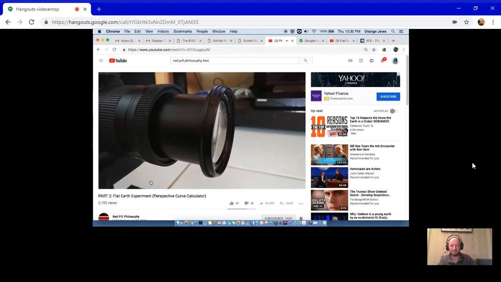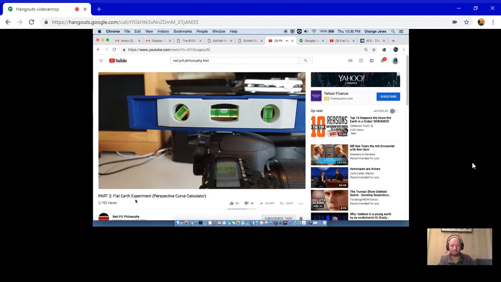First and foremost, we are nice and level here. In addition, we're also about the same distance away. So this is the same setup from the first experiment. There's this little black button here, and keep an eye on this white box.